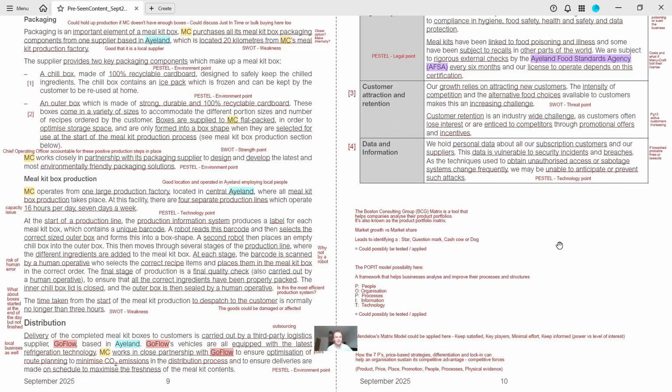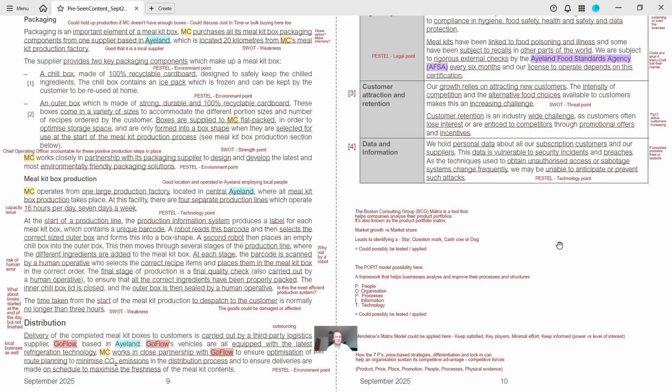At each stage, the barcode is scanned by a human operative who then, as you can see, selects the correct recipe, places it in the meal kit box, and then at the final stage of production has a final quality check on there. This is also carried out by a human operative to ensure that all the correct ingredients have been properly packed. And lastly, the inner chill box lid is closed and the outer box is then sealed by a human operative as well.